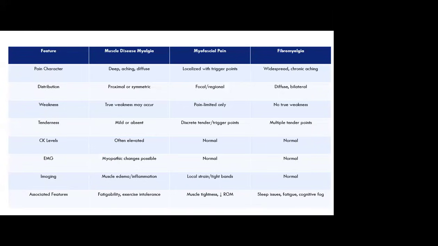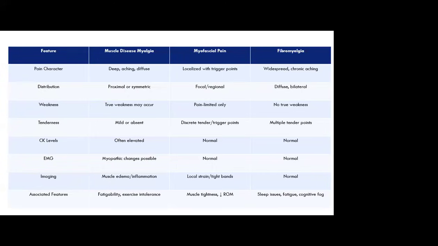The characteristics of the pain in muscle disease are usually deep and aching, which is diffuse, whereas myofascial pain will be localized with trigger points, and fibromyalgia, as we know, will be widespread and chronic aching. The distribution in muscle disorders will usually be proximal and symmetrical, whereas in myofascial pain it is a focal or regional pain, and fibromyalgia is usually diffuse and bilateral. Weakness in muscle disorders will be true weakness, whereas in myofascial pain it will be only pain-limited weakness, and in fibromyalgia there is no true weakness at all.